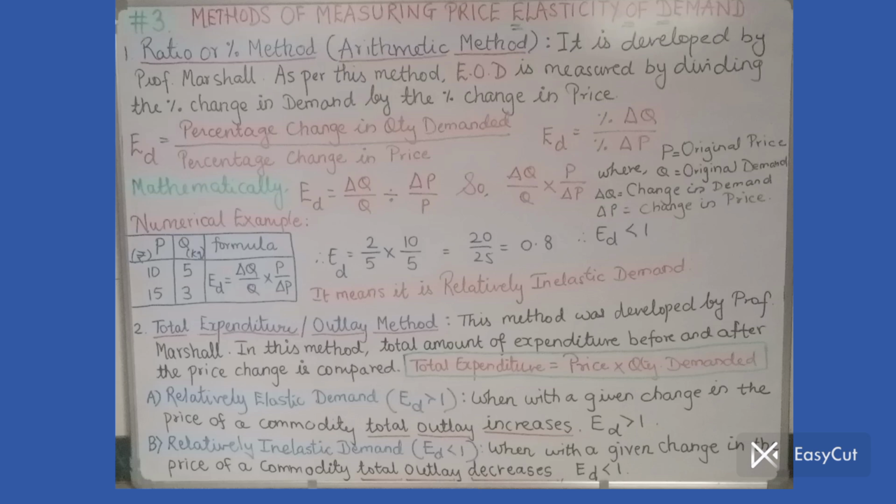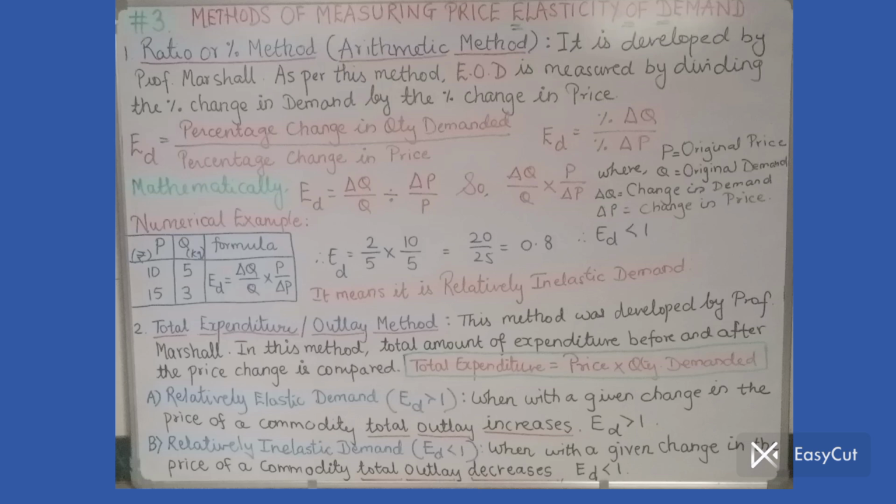Now let us take it in actual numbers for the better understanding. So I have given one table of numerical example. Let us assume original price is P, that is rupees 10. So at the price of rupees 10, the original quantity demanded is assumed as 5. Now let us say the price rises from 10 to rupees 15. That means there is a change of price of rupees 5. So when the price rises by 5 rupees, the quantity demanded falls by 2 kg. So it becomes from 5 kgs to the new quantity demanded is 3.